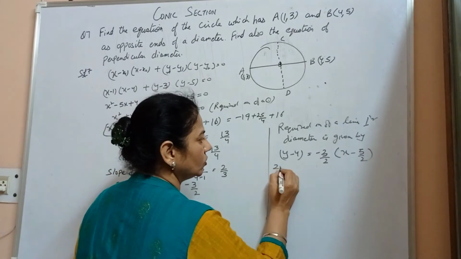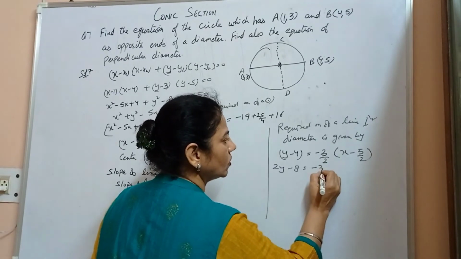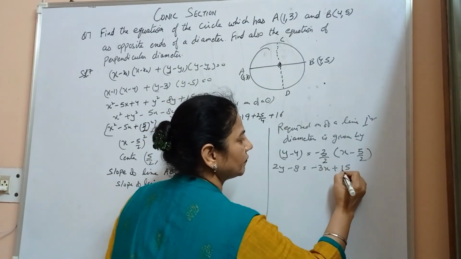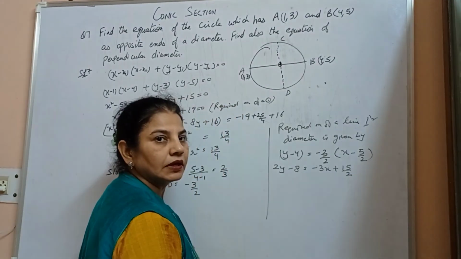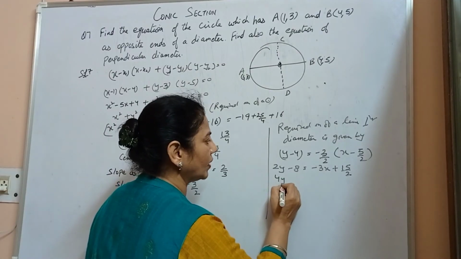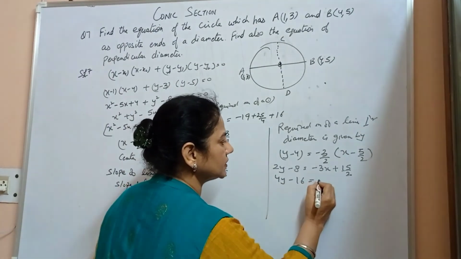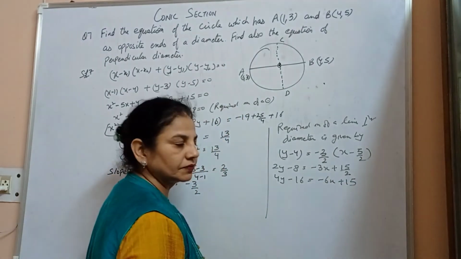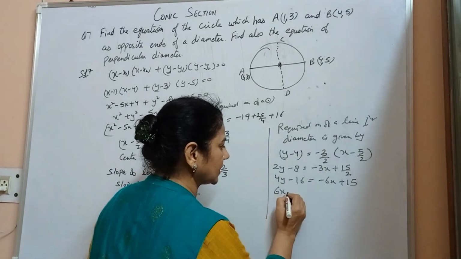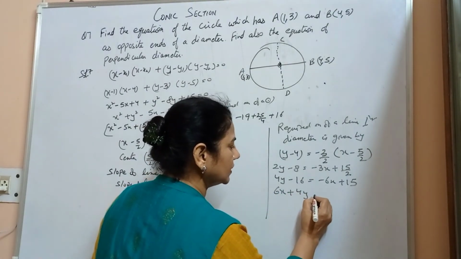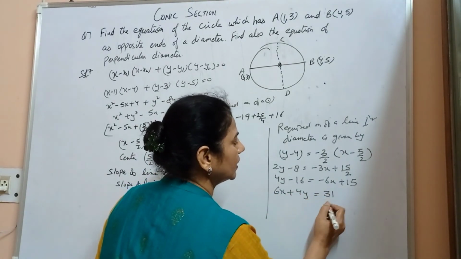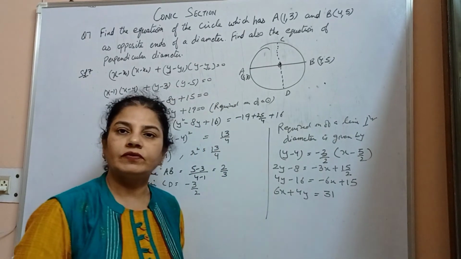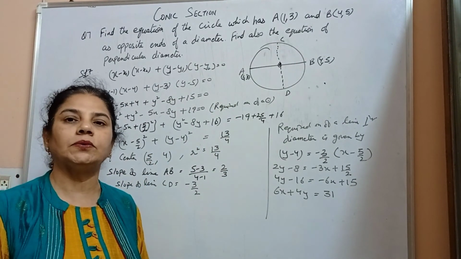Cross multiply: 2y minus 8 is equal to minus 3x plus 15 by 2. Take the LCM, you get 4y minus 16 is equal to minus 6x plus 15. So we get 6x plus 4y is equal to 31, which is the required equation of a line perpendicular to the diameter.